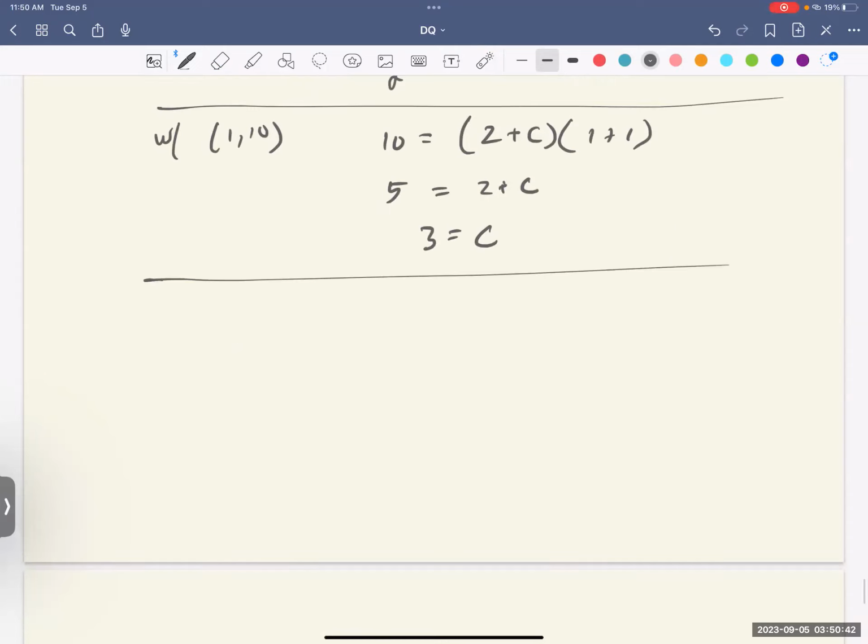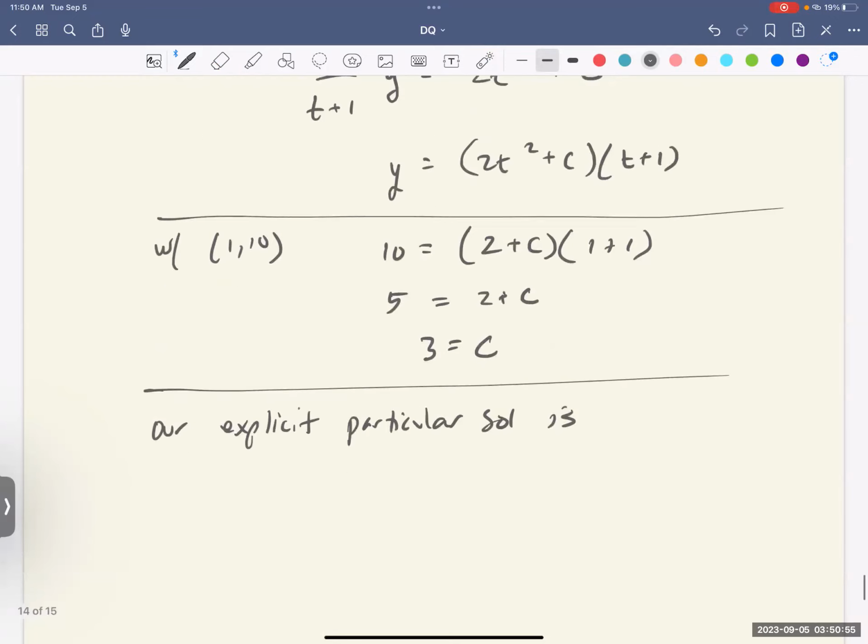So our explicit particular solution is, we're going to use this, but now c is a 3. So y of t is 2t squared plus 3 times t plus 1. That'll work. There's our solution.